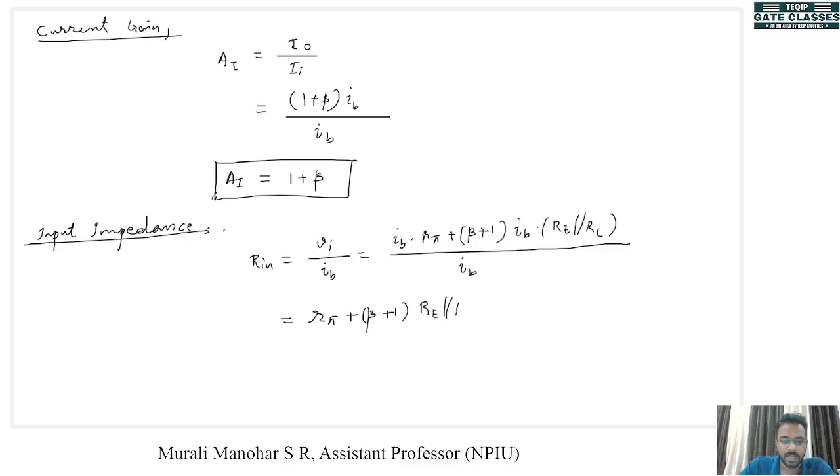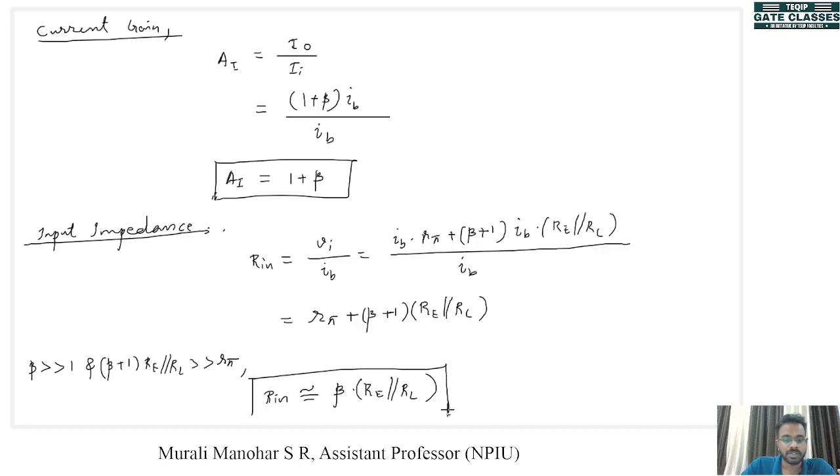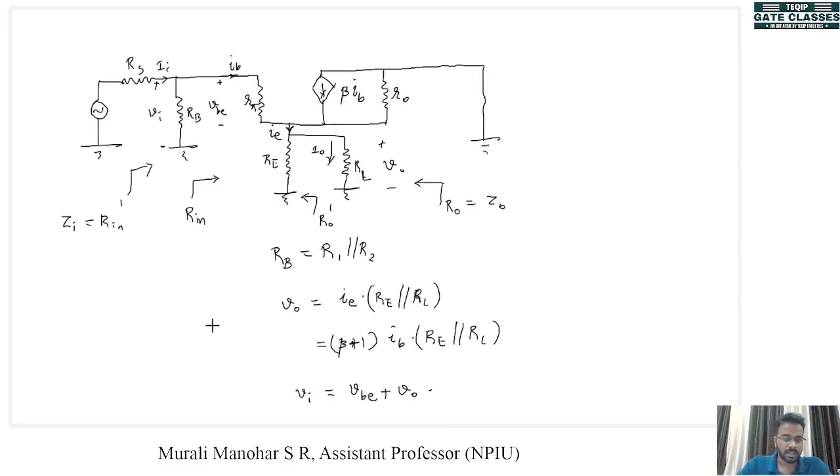RE parallel RL. Now we will make two approximations here. One is beta is very much greater than 1, and the second one is beta plus 1 into RE parallel RL is very much greater than R pi. This will give us an approximation for Rn, which is equal to beta into RE parallel RL. So this is Rn. Now if we look at the figure, Zi is Rn parallel this Rb.